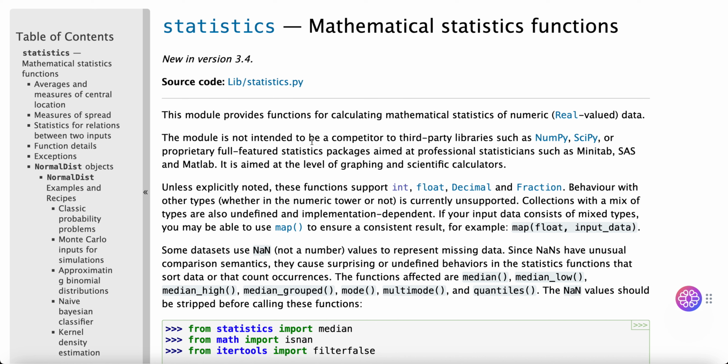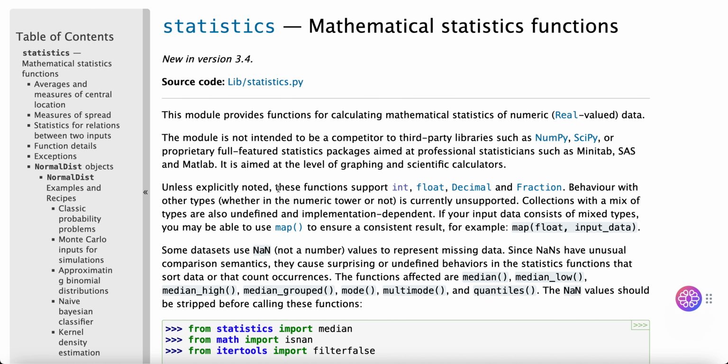The module is not intended to be a competitor to third-party libraries such as NumPy, SciPy, or proprietary full-featured statistics packages aimed at professional statisticians such as Minitab, SAS, and MATLAB. It is aimed at the level of graphing and scientific calculators.